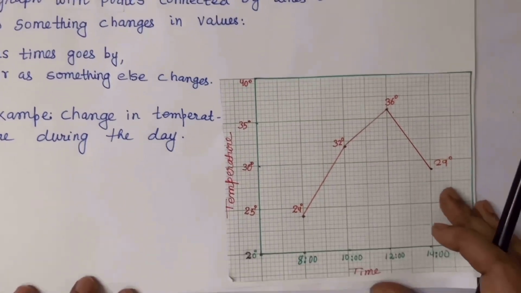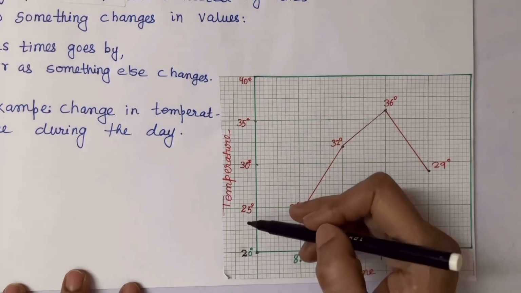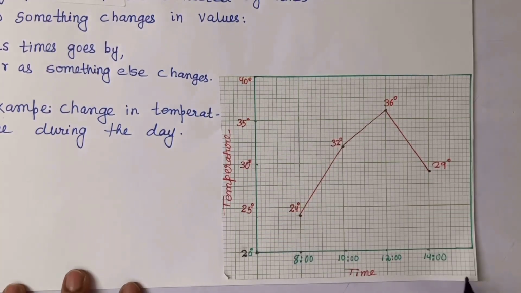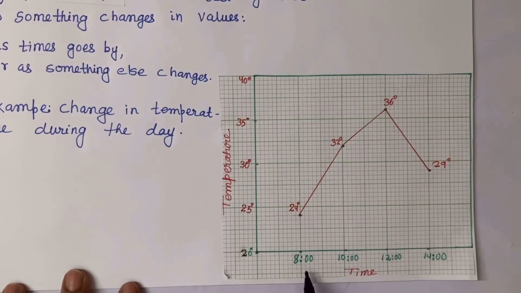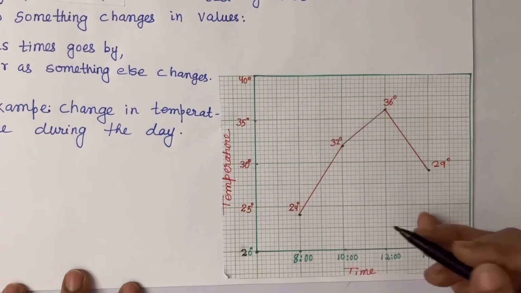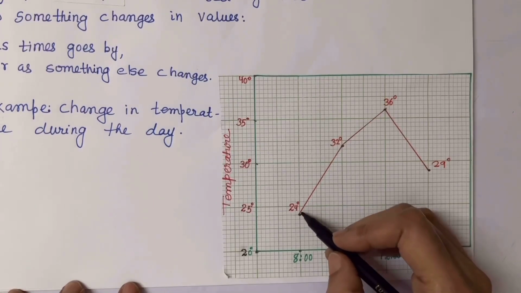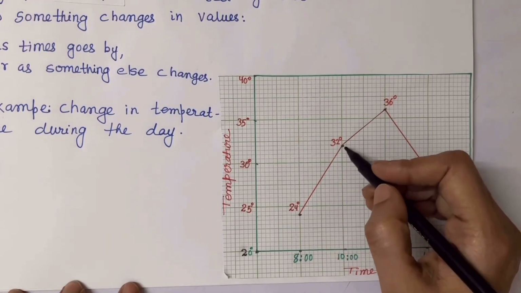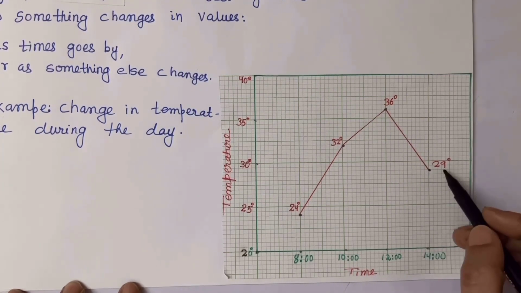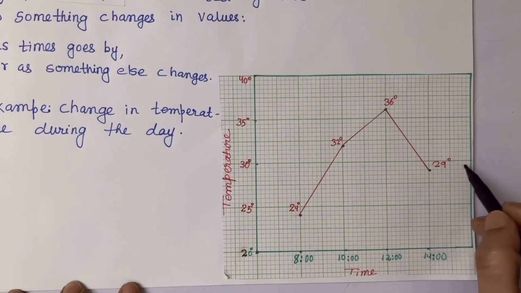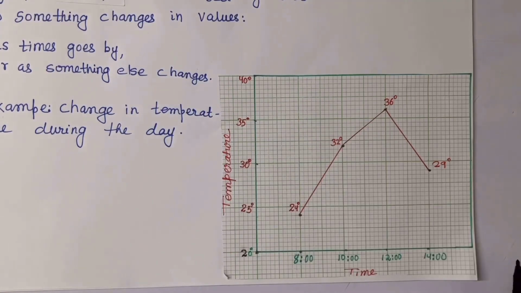For example, here we have taken a graph in which temperature is changing during the day. So time is taken along this axis, the x-axis, and temperature is taken along the y-axis. Here at 8 a.m. the temperature is 24 degrees, at 10 the temperature is 32, at 12 it is 36, and at 14 it is 29 degrees. So now we will see in detail how this graph is plotted.